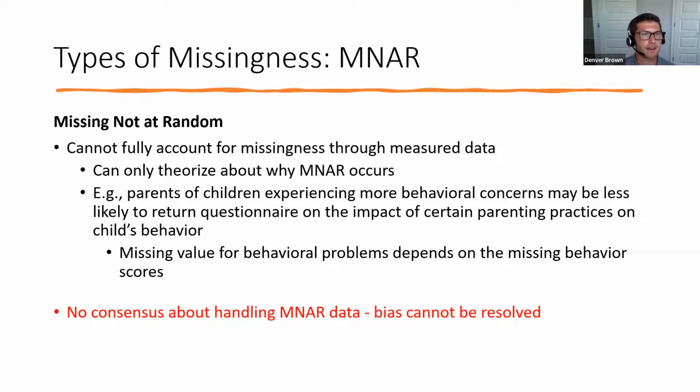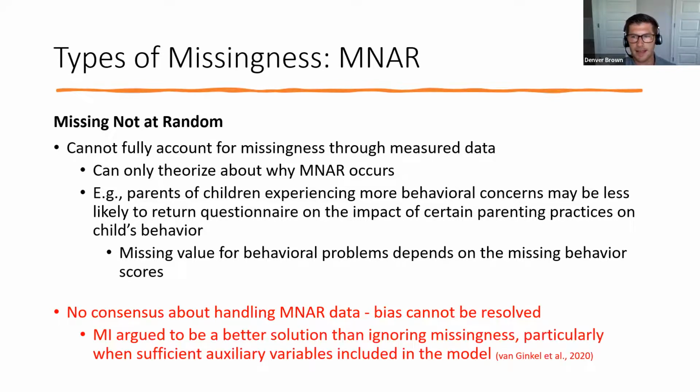Now, if we have missing not at random, at this point, there really isn't a consensus about handling this type of data. The bias within missing not at random really cannot be resolved. But it is argued that multiple imputation is a better solution than ignoring missingness. And this is particularly when we've included these auxiliary variables to add additional information into our model to better predict what these values could be.